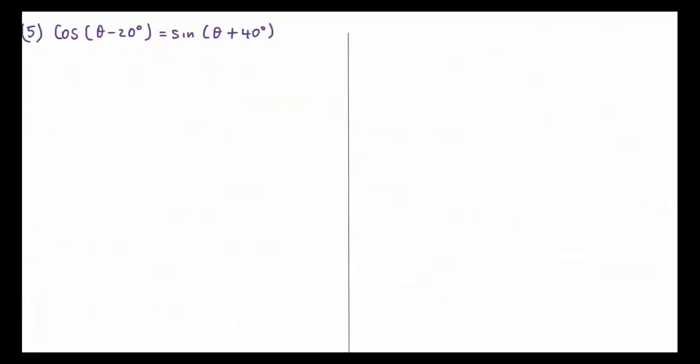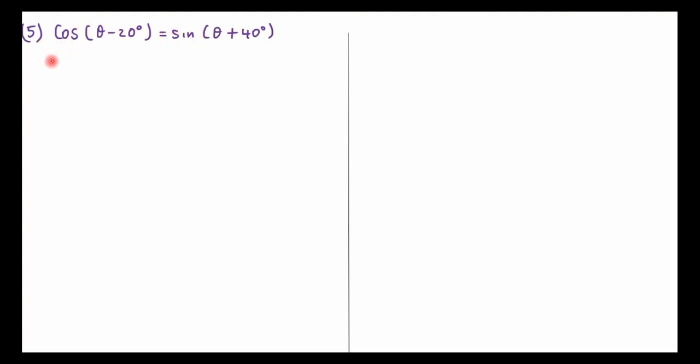All right, so with this one here, we're having something that is different. We have sine and cos, and they have different angles there. So what is the approach of this one? The approach is that you're supposed to have the same trig ratio on both sides. So here I have cos already, which means I need to change sine and write it in terms of cos. So how do I change sine?